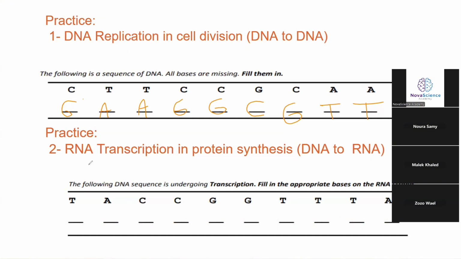Like here, I am making transcription in protein synthesis. Can I write T and write A? Yes, because we have A in the RNA. But here, can I write A and the complementary T? No, you cannot write T when you are making RNA. This is RNA. This is DNA. So it's okay to have A and T.